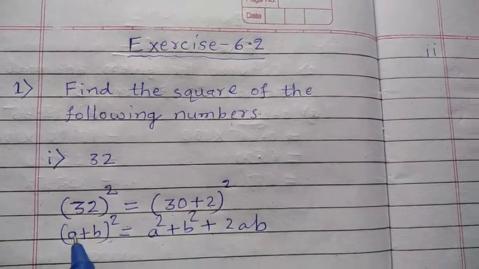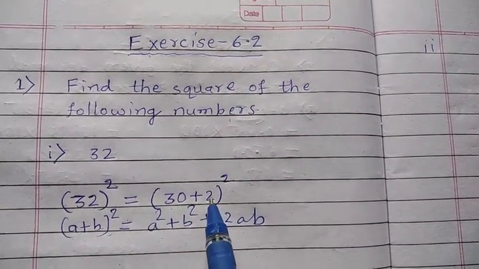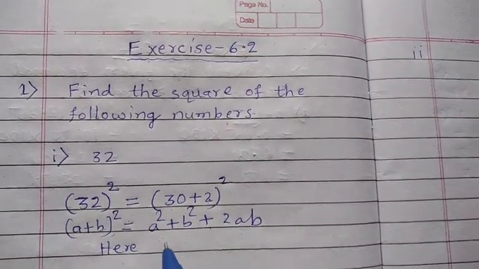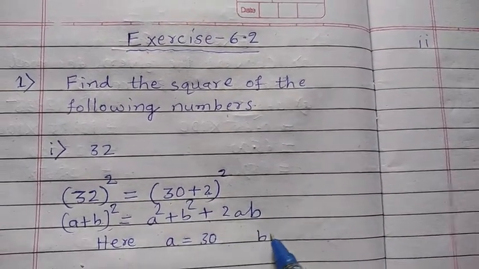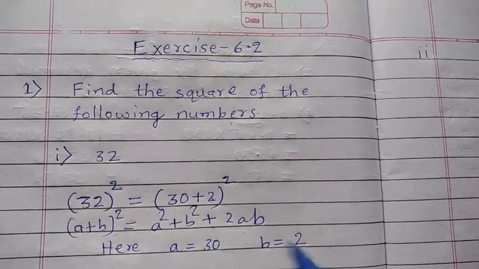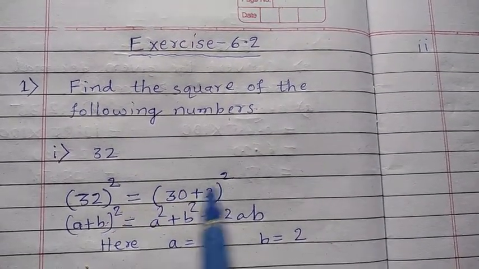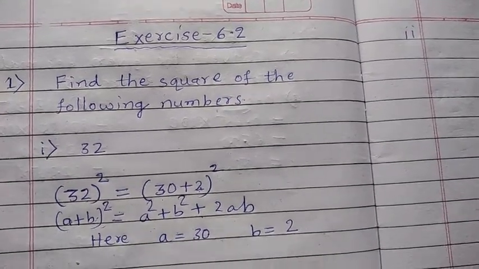Here a means 30 and b means 2. So a is equal to 30 and b is equal to how much? It is 2. Square is the same for both. Next, put the equal sign.